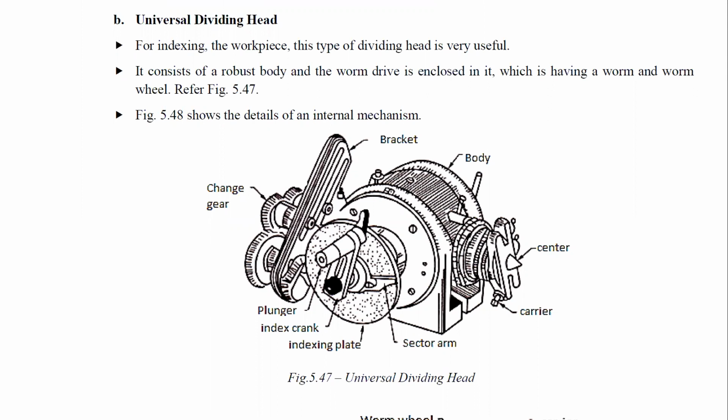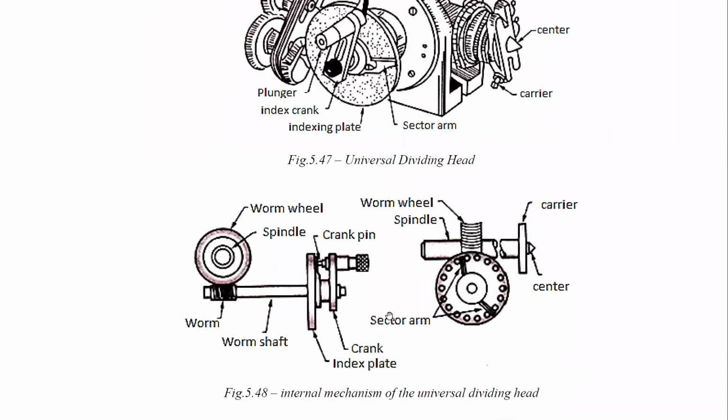It consists of a robust body, and the worm drive is enclosed in it, having a worm and worm wheel as shown in the figure. Details of the internal mechanism: you can see the plunger, then the index crank, indexing plate, sector arm. This one is the change gear, bracket, body, and the carrier. Here this one is the carrier or center. Then this one is the sector arm, worm wheel, spindle, and in this side view we can see the crank pin. And this one is the index plate.